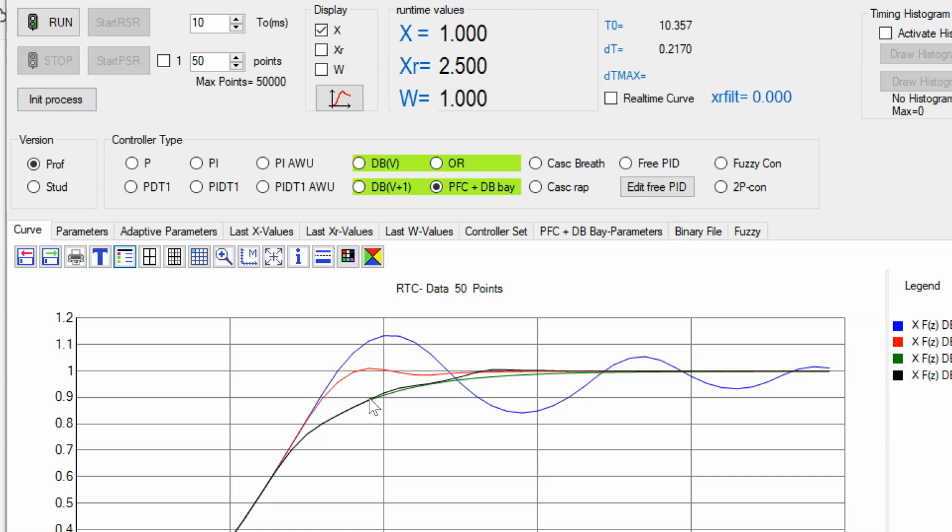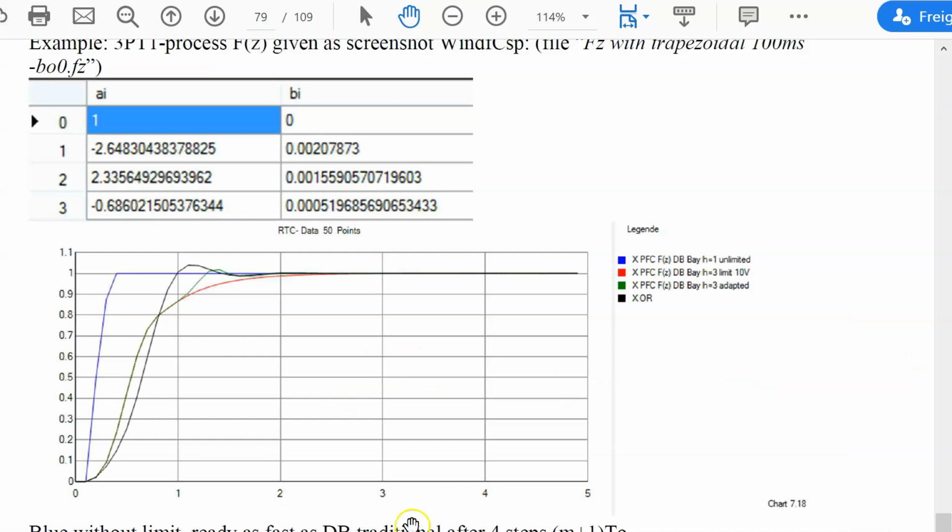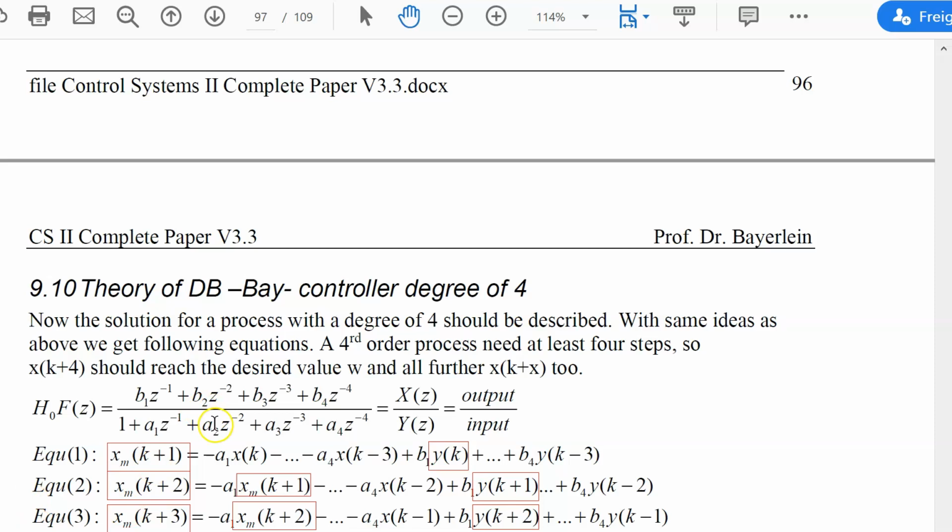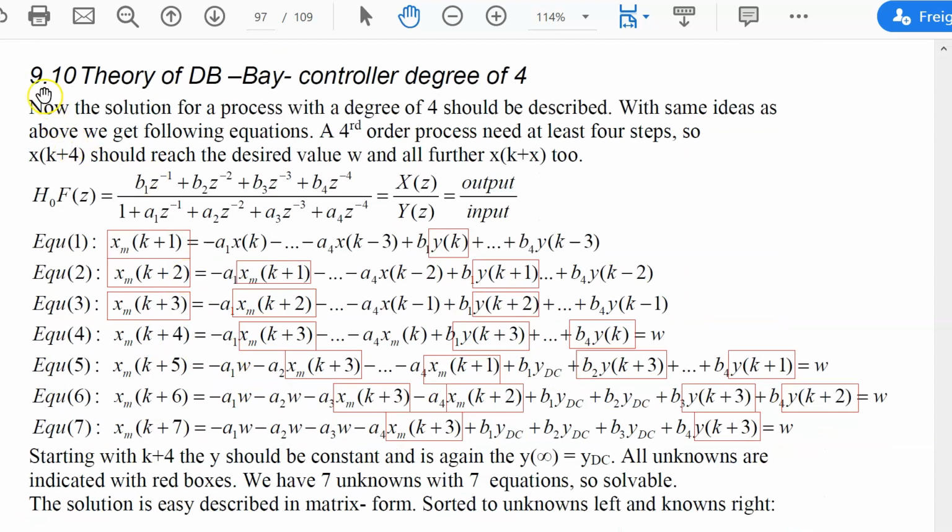So I think this is the situation for 3PT1, and to come to a finish, I show you in the paper that there is a solution also with 4PT1s. There is no limitation for the degree. There is a subchapter at the end of this paper. On page 97, just at the end of this paper, I have added chapter 9.10. I just have done the job of increasing the degree to 4.